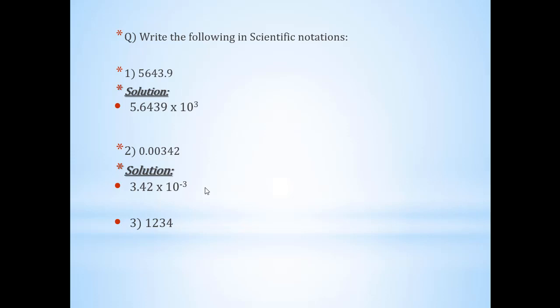Number 3, 1234. In this question we haven't been given a decimal point, so you have to remember that the decimal point is understood to be at the end of the value, that is, after the 4. So the scientific notation for this value becomes 1.234 times 10 raised to the power of positive 3.